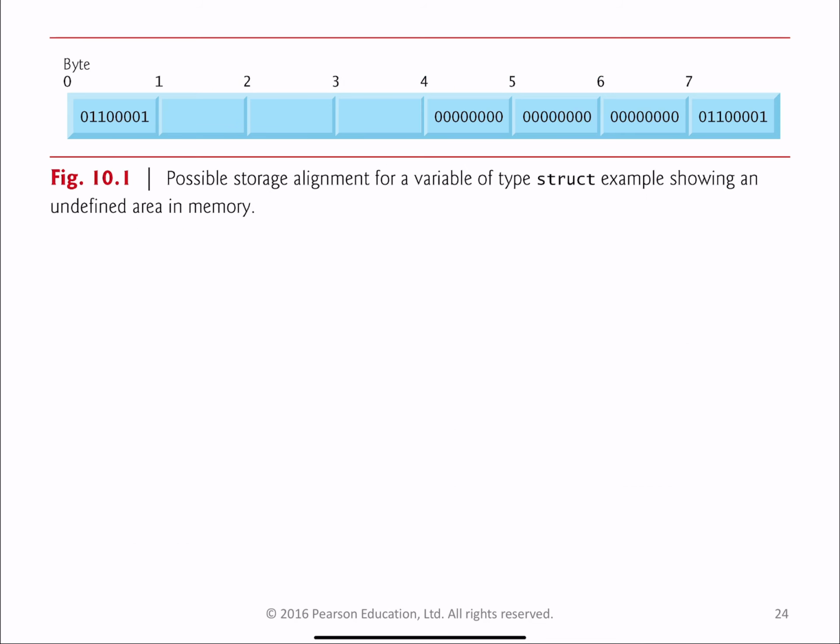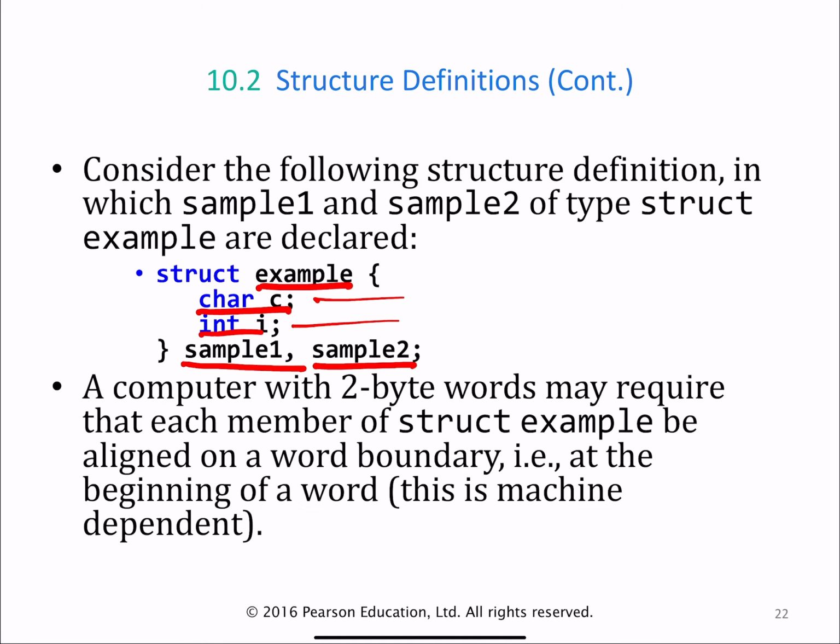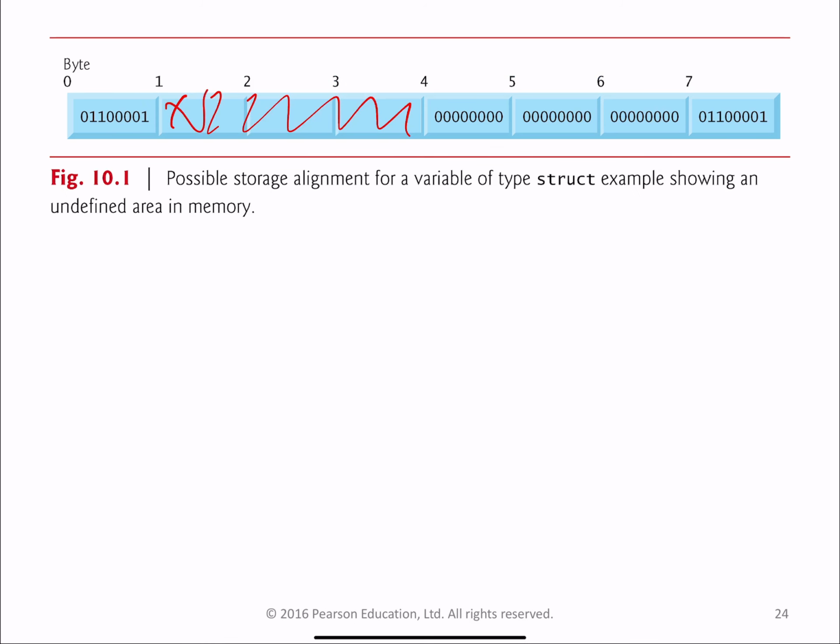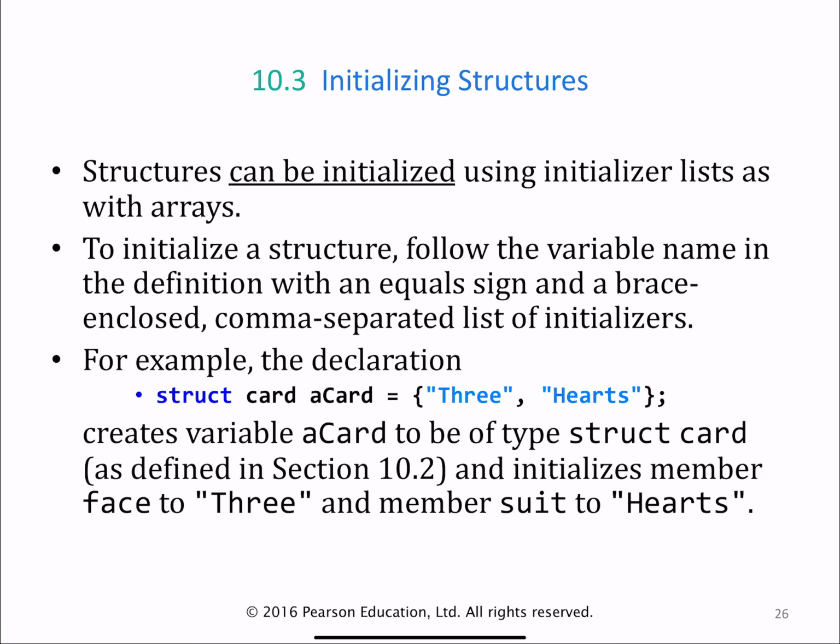So let me quickly jump to a visual representation. Maybe this will be stored like this on a computer, which means we don't know what's going to be in here. And if we have 2 different structures, sample 1, sample 2, we have no idea of knowing what's going to be in this hole in between. So comparisons do not remain possible then. Okay.